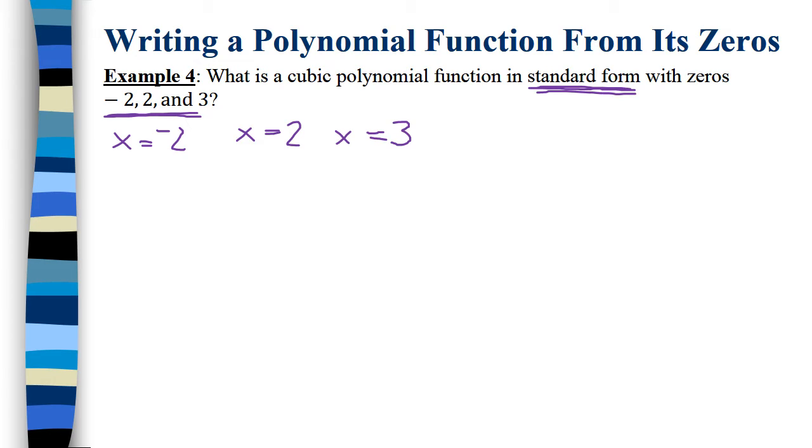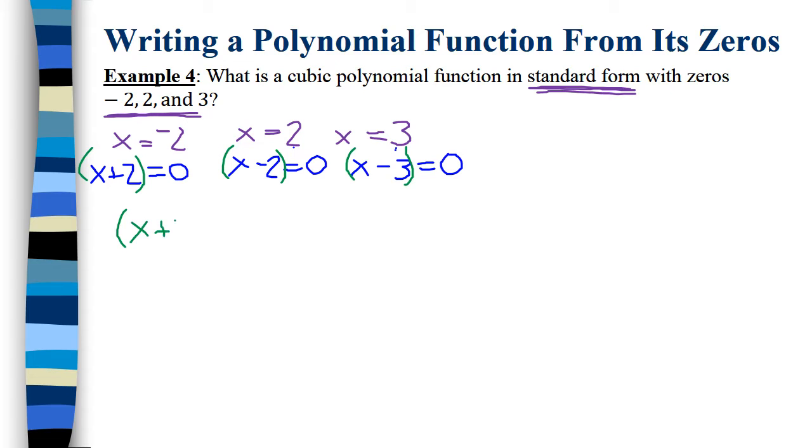And so if we solve each one of those for 0, then we're going to add 2 to both sides here: x plus 2 equals 0. If we subtract 2 here, then x minus 2 equals 0. And if I subtract 3 here, then x minus 3 equals 0. And if those three factors all can equal 0, then if I multiply them together, they also equal 0. So this is kind of the zero product property backwards. So x plus 2 times x minus 2 times x minus 3 all equals 0.